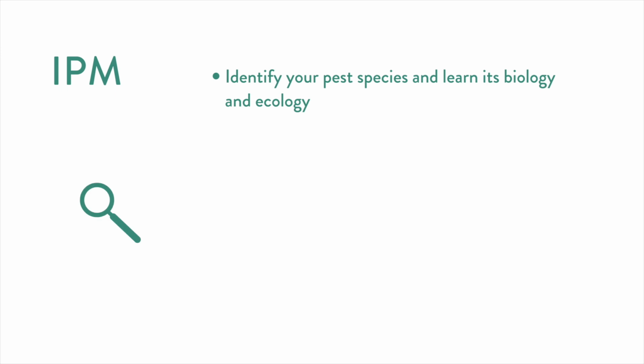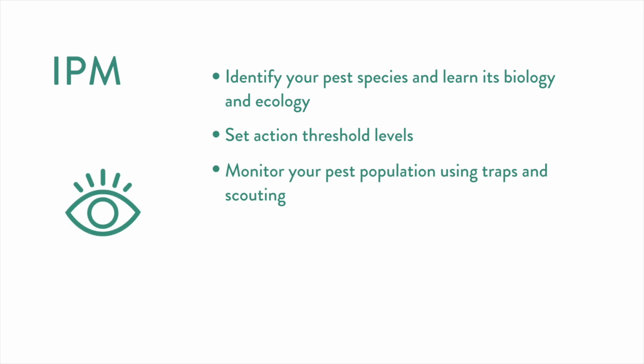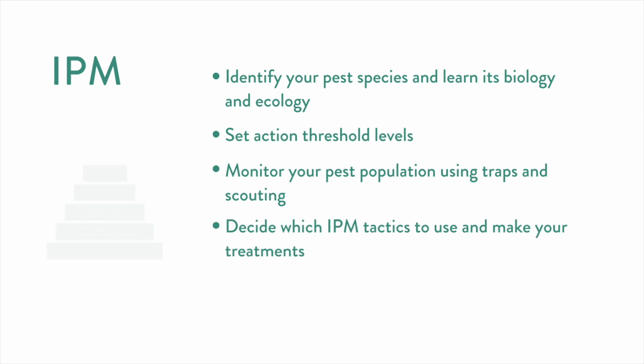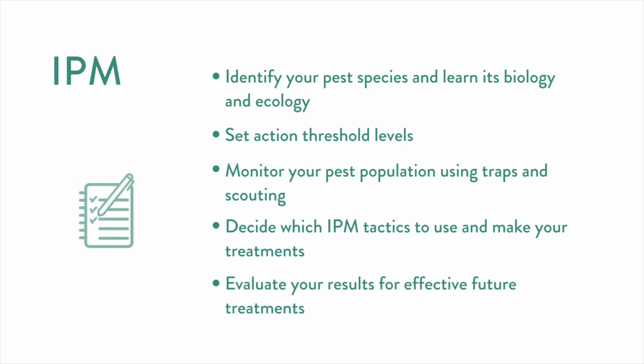There are 5 tenets of IPM that can be useful as you work your way through the process. Identify your pest species and learn its biology and ecology. Set action threshold levels, also known as the economic injury level, for when intervention with IPM methods are necessary. Monitor your pest population using traps and scouting. Decide which IPM tactic or multiple tactics should be used and make your treatments. And finally, evaluate your results for effective future treatments.